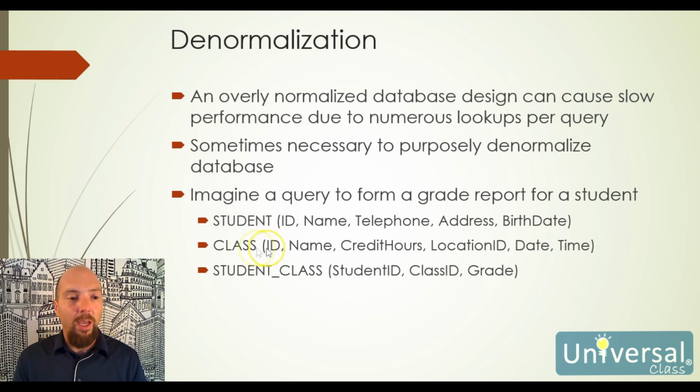So for this example, imagine that I have these three database tables. I have student that has an ID. Each student has a name, telephone number, address, and birth date. I have a table that has our classes, and each class has an ID and a name and a credit hour and the location ID, the date and the time. And by the way, class is a reserved word, so I really couldn't use it. But for this example, let's leave it alone.